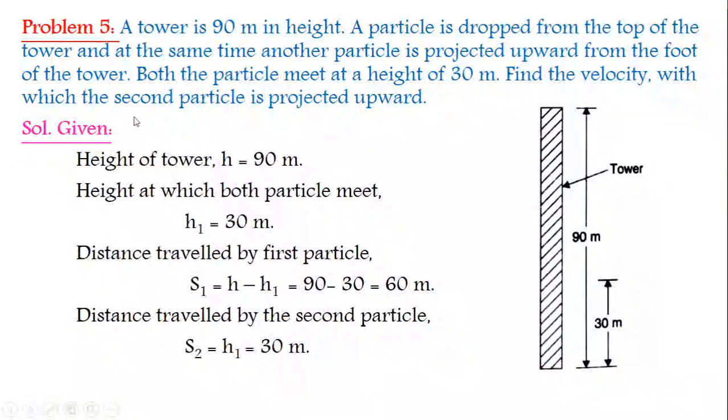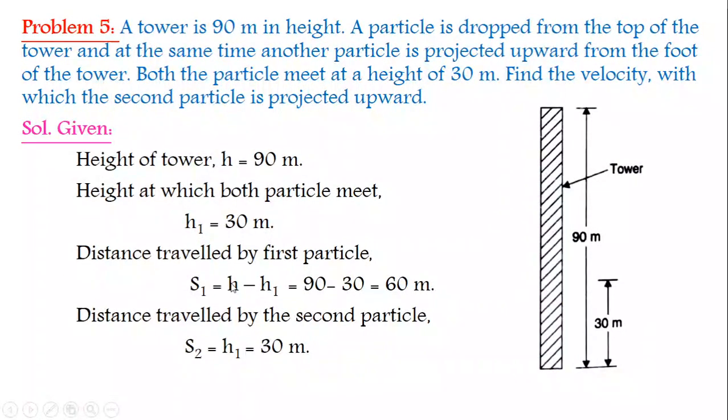Okay, let's see the problem. The height of the tower is 90 meters, and the height at which both particles meet is h1, which is 30 meters.